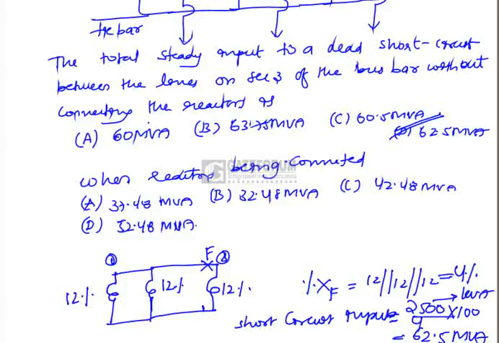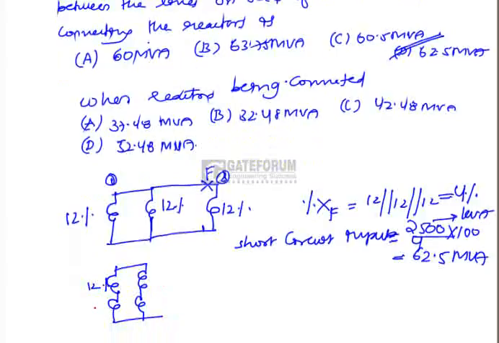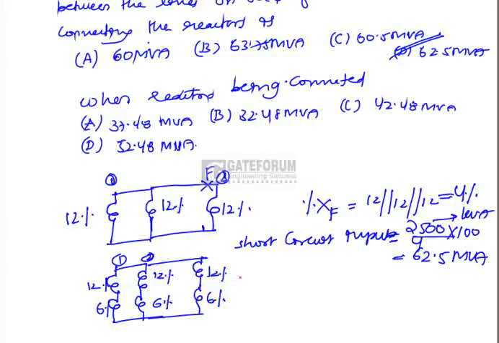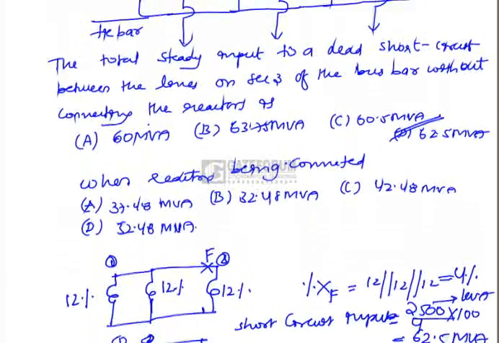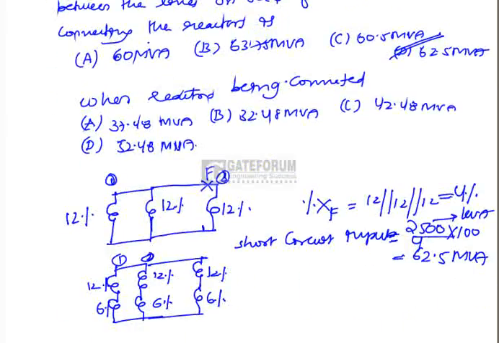Now when tie bar reactances are connected to the bus bar, what is the equivalent diagram? This is 12% generator reactance, 6% tie bar reactance. Similarly, this is 12% generator reactance, 6% tie bar reactance for sections 1 and 2. And now for section 3, this is 12% generator reactance and 6% tie bar reactance. The fault takes place between the generator and the tie bar reactor, as you can see in the figure. This is fault point F.